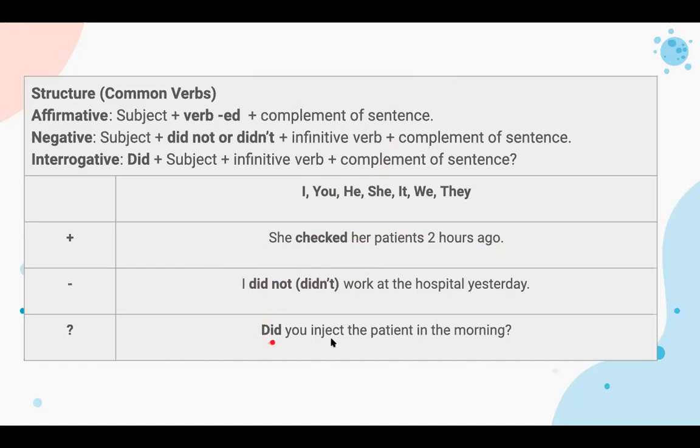And then it says, did you inject the patient in the morning? Inject, that's our verb. It has no changes. It remains the same. Aquí, we only change it right here. In the other type of questions, we don't change it.